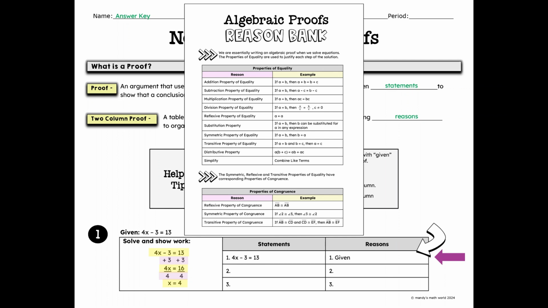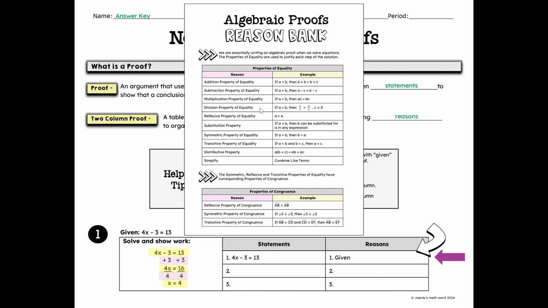So in this first step right here, 4x minus 3 equals 13, see how we added 3 to both sides? That would be the addition property of equality. If I had subtracted 3, it would be the subtraction property of equality. If I multiply both sides by something or divide both sides by something, that's the multiplication or division property.